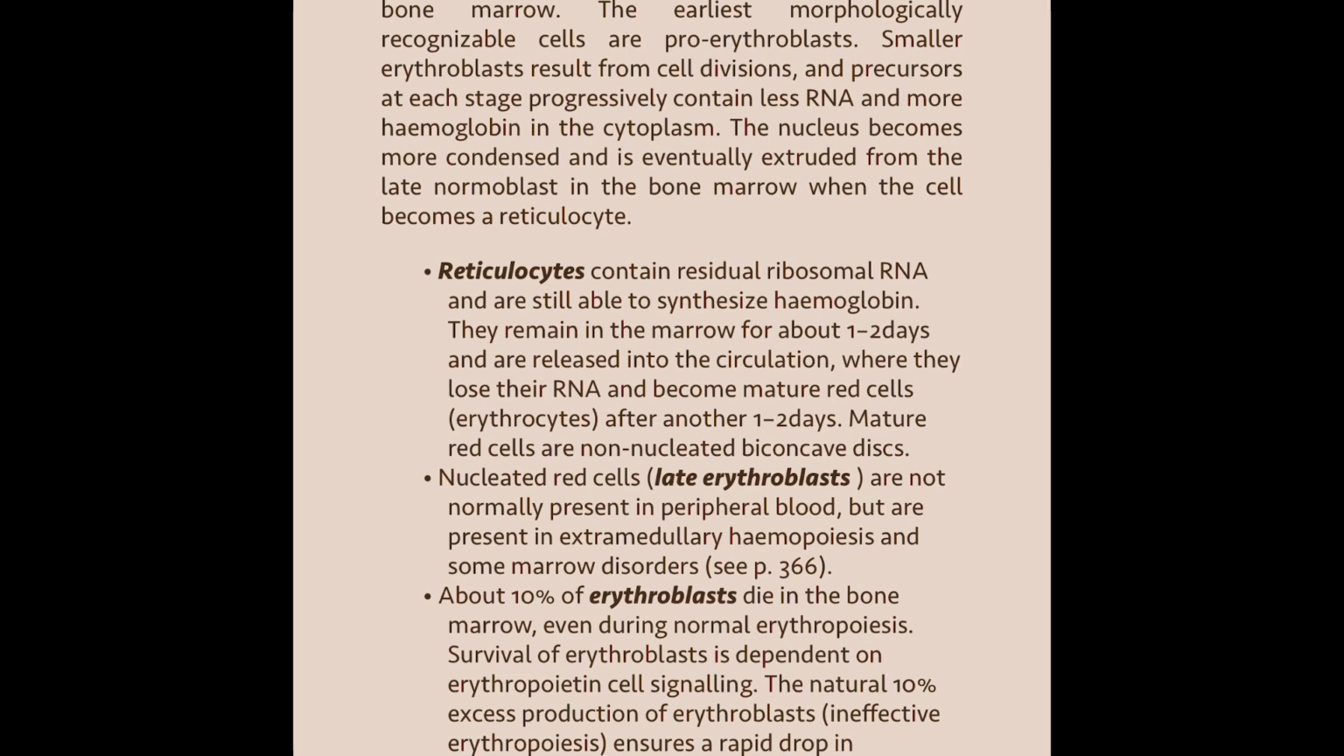So let's start with the red blood cell. Erythropoiesis. The red cell precursors pass through several stages in the bone marrow. The earliest morphologically recognizable cells are pro-erythroblasts. Smaller erythroblasts result from cell division, and precursors at each stage progressively contain less RNA and more hemoglobin in the cytoplasm. The nucleus becomes more condensed and is eventually extruded from the late normoblast in the bone marrow when the cell becomes a reticulocyte.